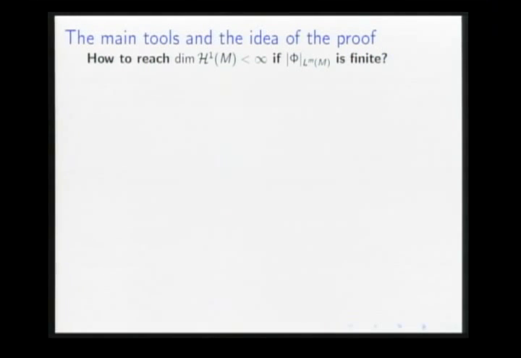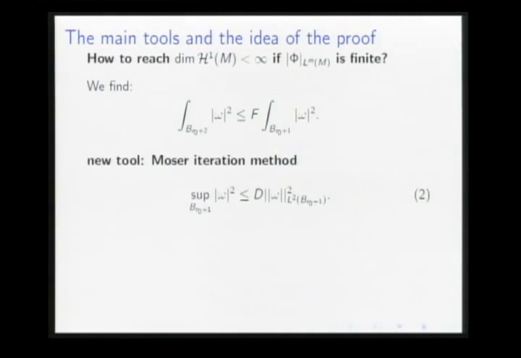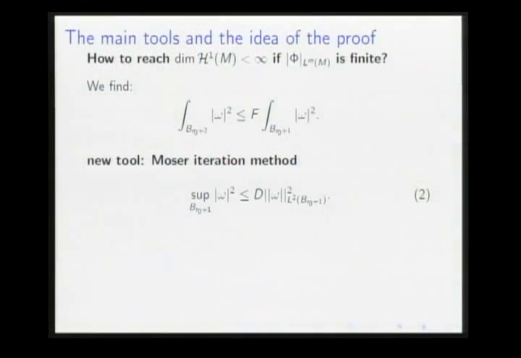And to prove that the dimension of this space is finite under that condition, we find, using the same arguments, an inequality like that in some balls. F is a constant. And we apply a new tool, that is the Moser iteration method, to find these estimates. Okay, the sup of the square of the norm of omega in terms of the L2 norm of omega.